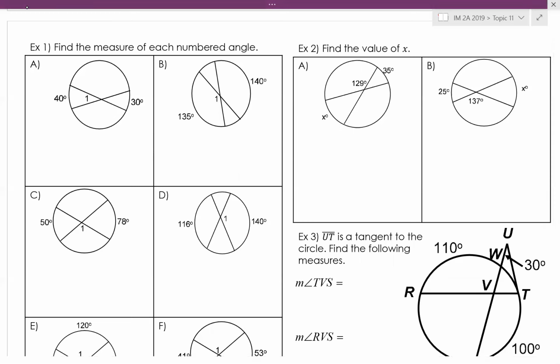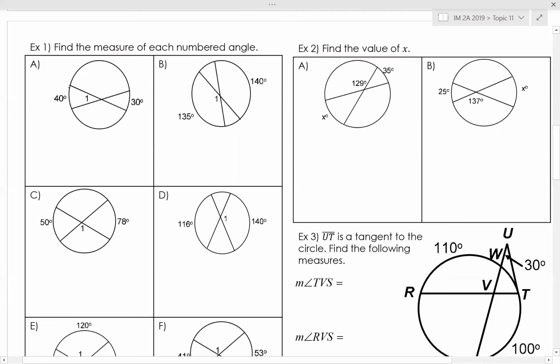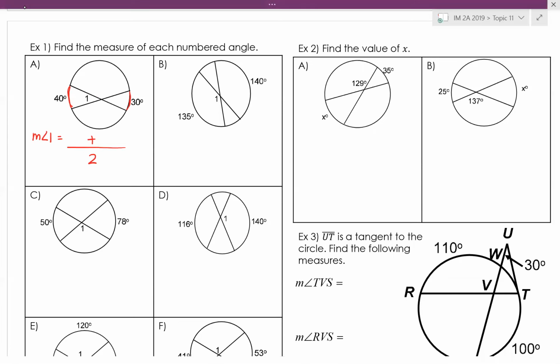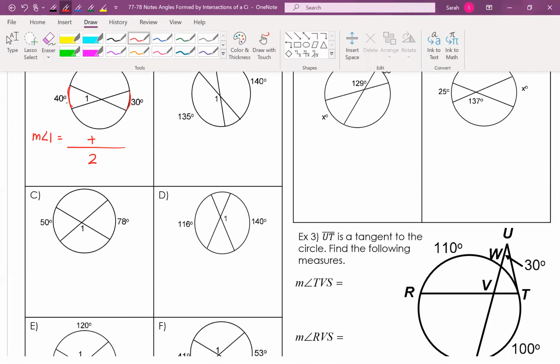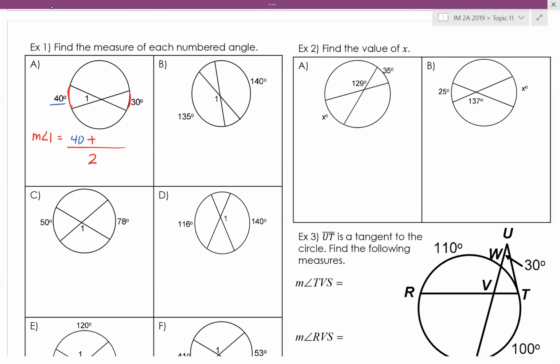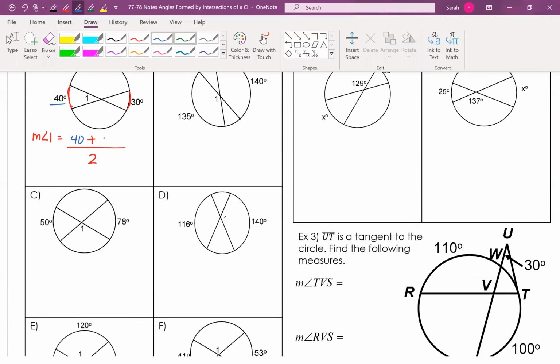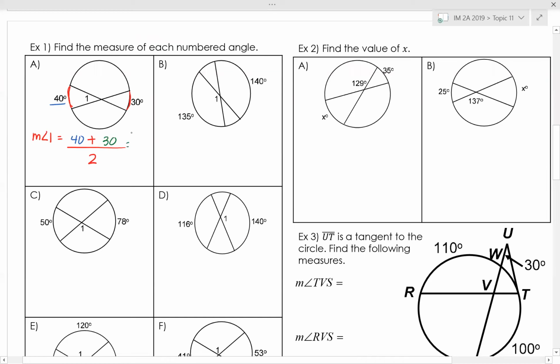So angle 1, the arc that's opposite angle 1 is the 40-degree arc. The other arc is marked as well. So based on our formula, the measure of angle 1 is equal to the sum of those 2 divided by 2. So I'm going to take 40 and add 30, so that I have 70 divided by 2. So that means that the measure of angle 1 is 35 degrees.